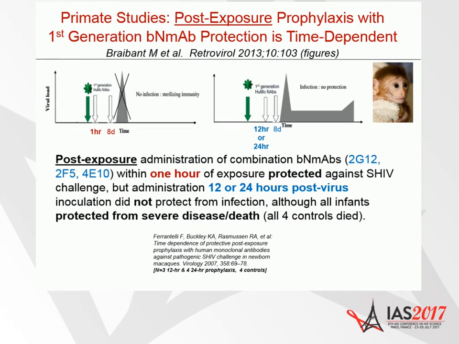Post-exposure prophylaxis with these first-generation antibodies, however, appears to be time-dependent. So when the combination antibodies were given within 1 hour of exposure, it protected against SHIV challenge. But if you administered the antibody 12 or 24 hours post-virus inoculation, it did not protect from infection, although all infants were protected from severe disease and death. All 4 controls died, whereas the other infants did not.